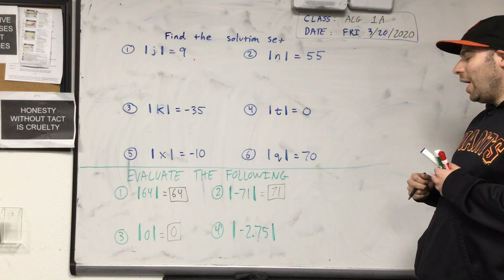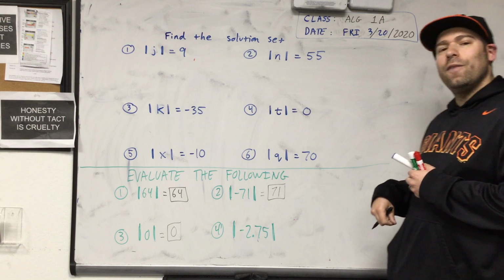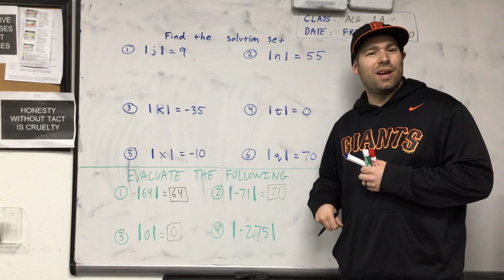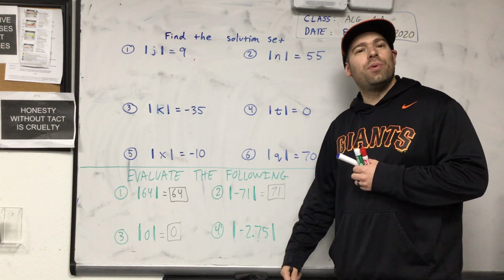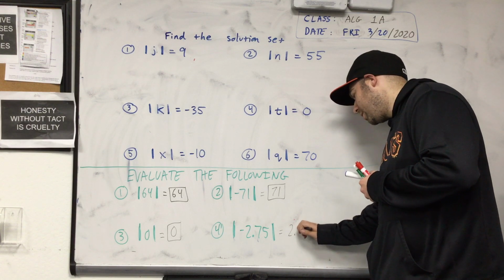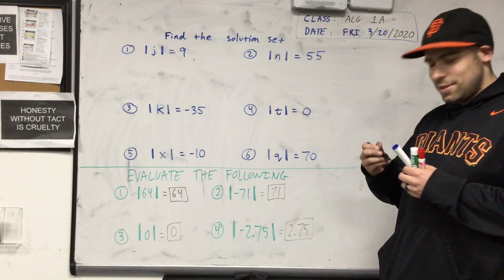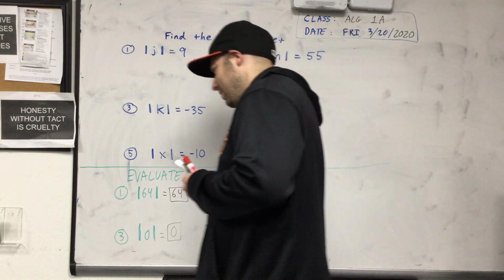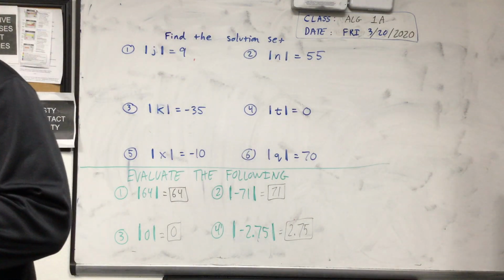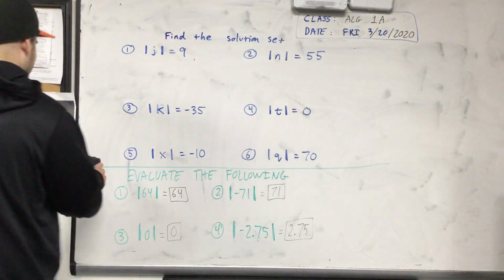The absolute value of negative 2.75. How far is backwards 2.75 miles? It is still 2.75 miles. The Fitbit does not care. Okay? If you need more time for the green problems, you can pause the video. Okay? Moving on to the blue problems.